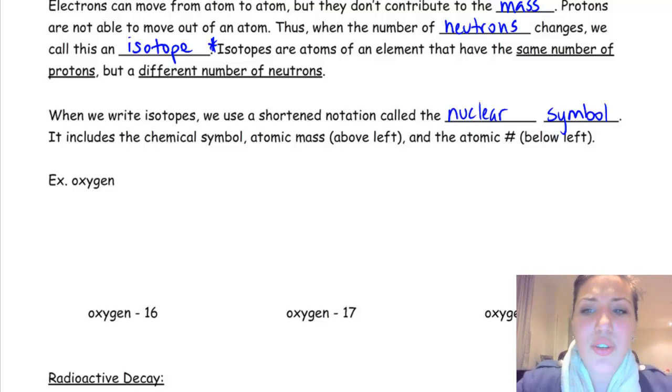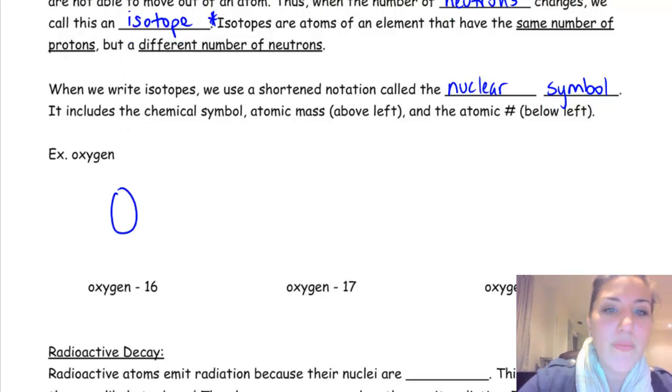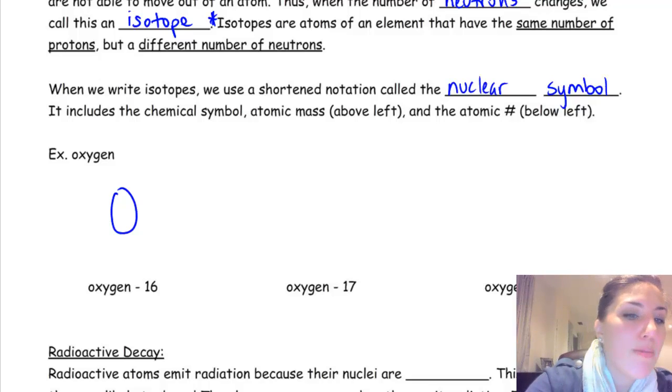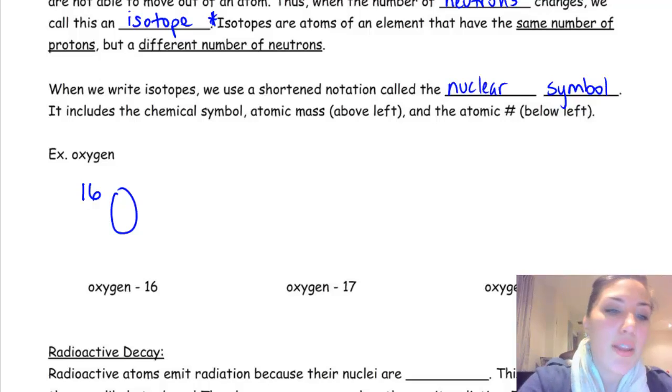So what does the nuclear symbol look like? Well, it has the chemical symbol, so we've got the O, has the atomic mass, but now the mass is going to be at the top. The mass is on the above left, and the atomic number on the below left.